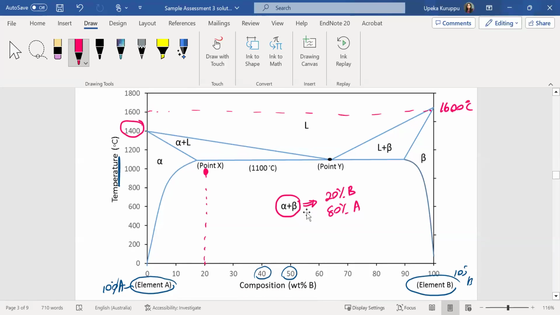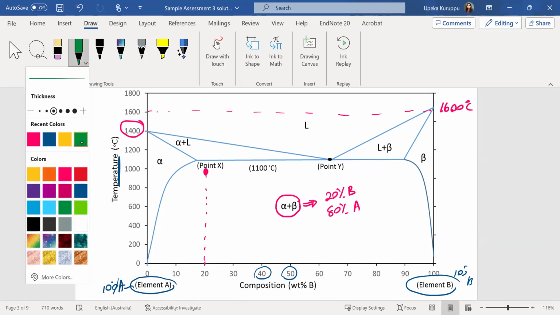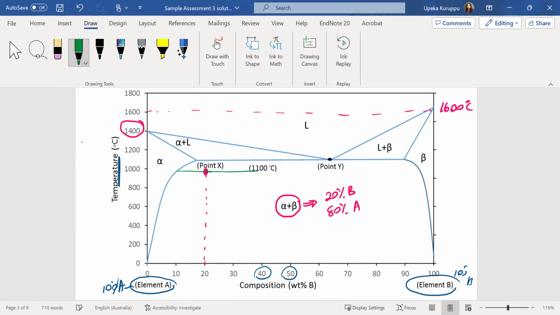Now, what do we mean by phase compositions? Phase composition means inside the alpha phase, how much percentage is B, how much percentage is A? Inside the beta phase, how much percentage is A and how much percentage is B? So how do we find that? Anyone remember? You draw a horizontal line here, am I right? Where it cuts the alpha phase here, this is the phase composition of alpha.